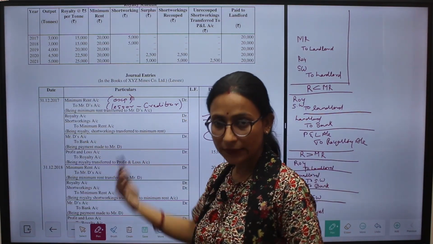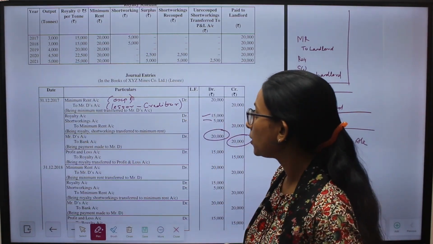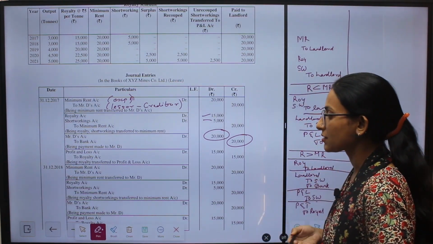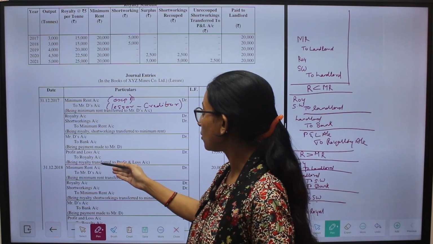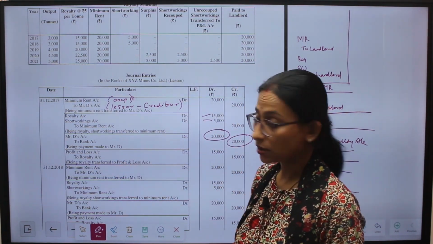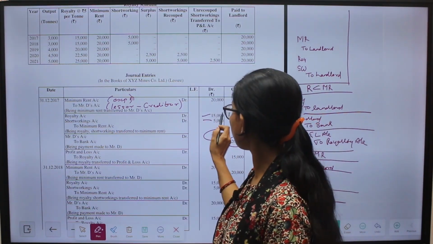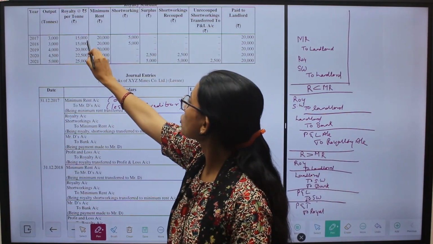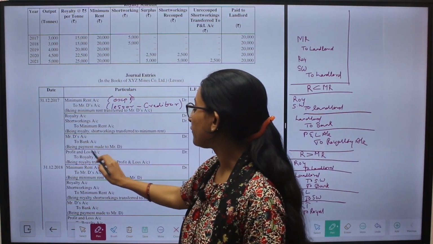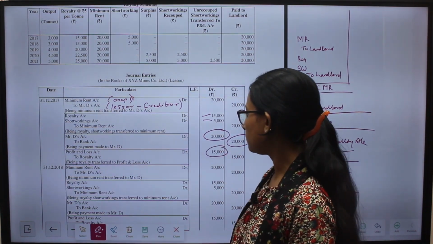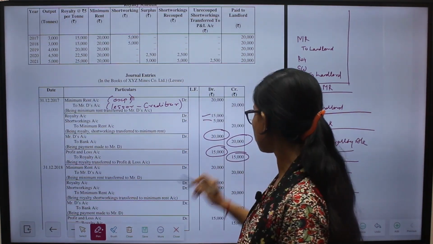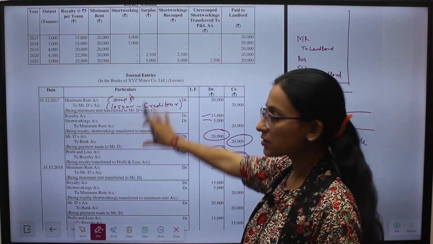After passing the payment entry, we will transfer the royalty amount to the profit and loss account because it is the end of the year. So how much will we transfer from the royalty account to the profit and loss account? Rupees 15,000. The royalty amount is rupees 15,000. So profit and loss account debit with rupees 15,000 to royalty account with rupees 15,000. This is the first year entry.